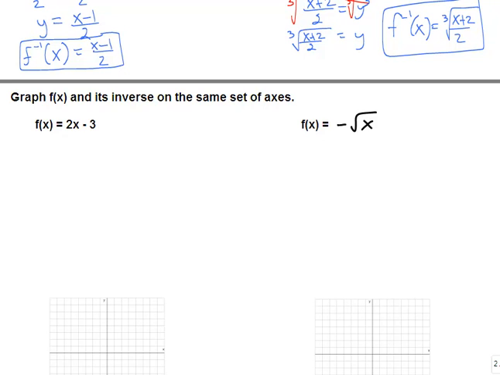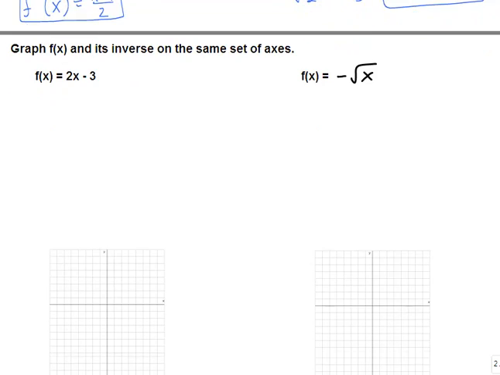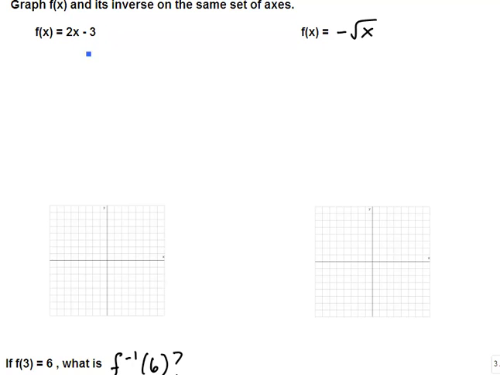Okay, on the next couple of problems, we want to do kind of the same thing, graph our function and its inverse on the same set of axes. So we're going to want to find the inverse, but we're also going to want to graph what it looks like. So let's start with graphing the original function f of x here. So f of x equals 2x minus 3. You should know again that that's a line. It has a y-intercept of negative 3, and it has a slope of 2. So I go up 2 over 1, and this blue line here is going to be my graph of f.